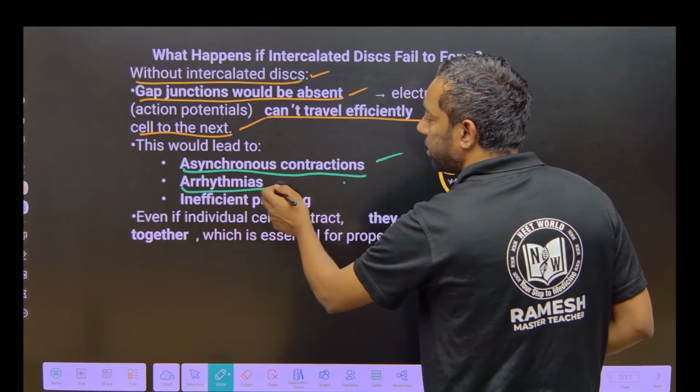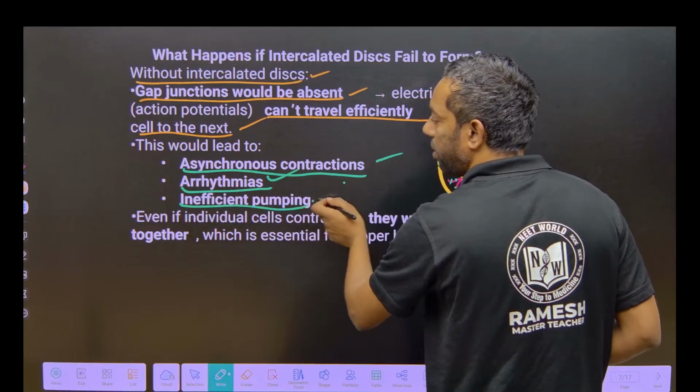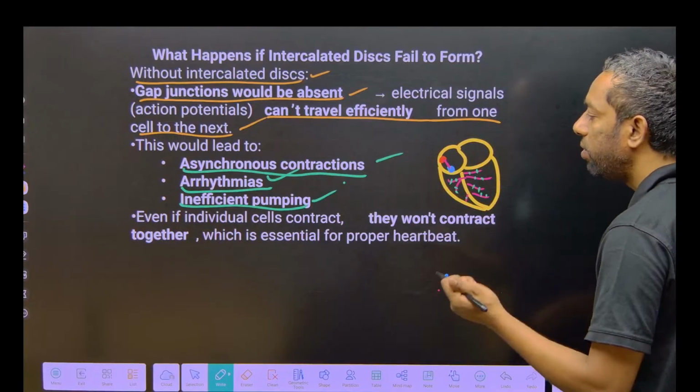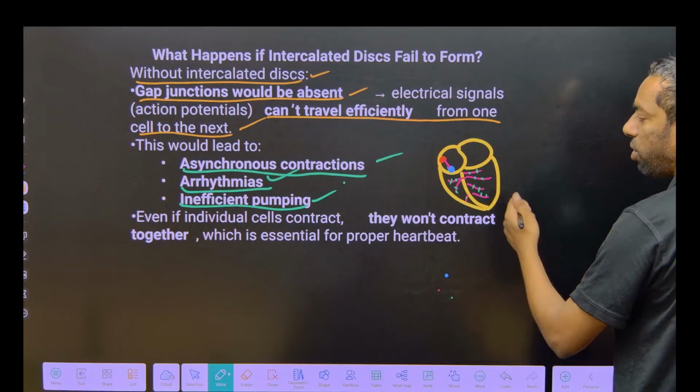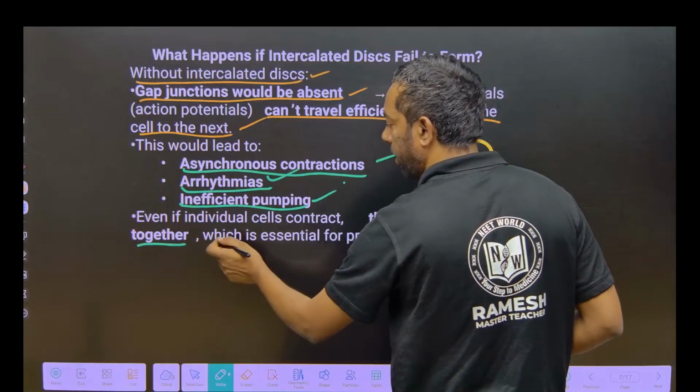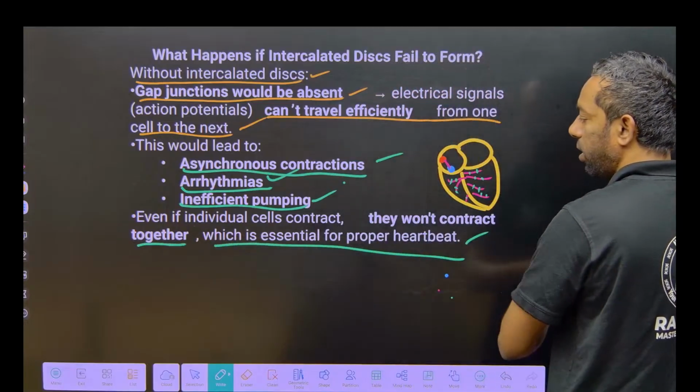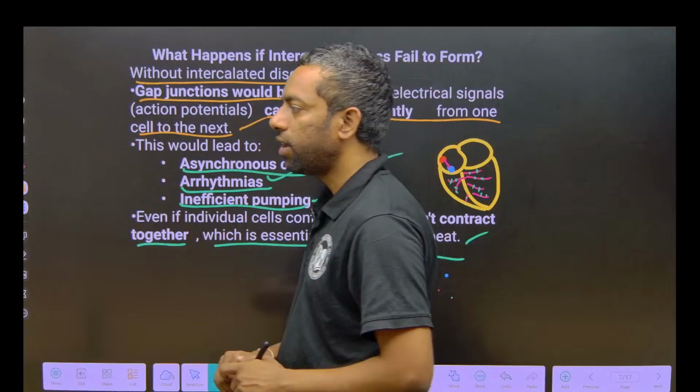This is the disease: inefficient pumping. Even if the individual cells contract, they won't contract together. This is essential for the heartbeat, guys. You have to note it.